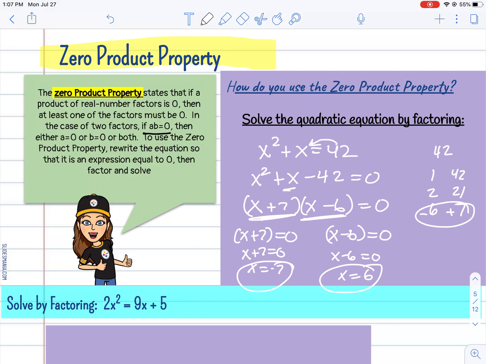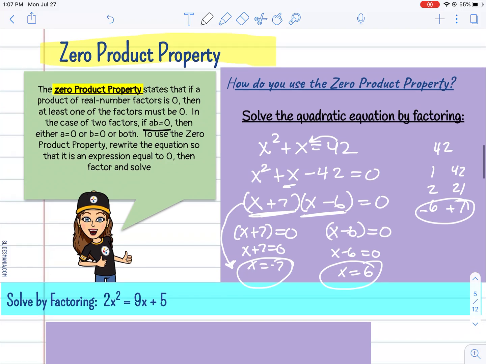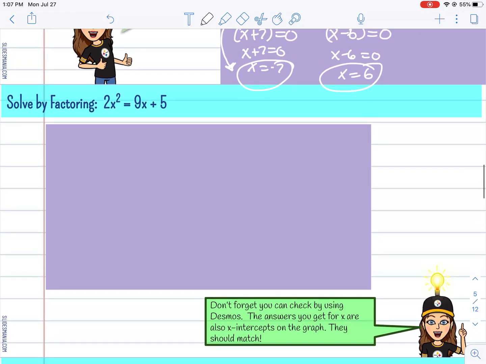Remember, solutions, zeros, x-intercepts, those are all referring to the same thing. And remember, I've talked about this earlier, the relationship there. You've got x plus 7 as the factor, but notice x equals negative 7 is the actual solution. Okay, so let's try another one.